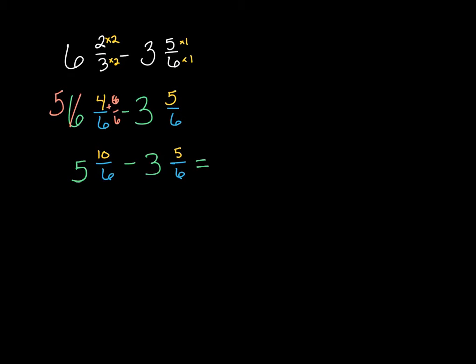Okay, now subtract the whole number part, and we get 5 minus 3 is 2. And then 10 minus 5 is 5. And that common denominator is 6. 5 over 6 cannot be reduced. So 2 and 5 over 6 is my final answer.